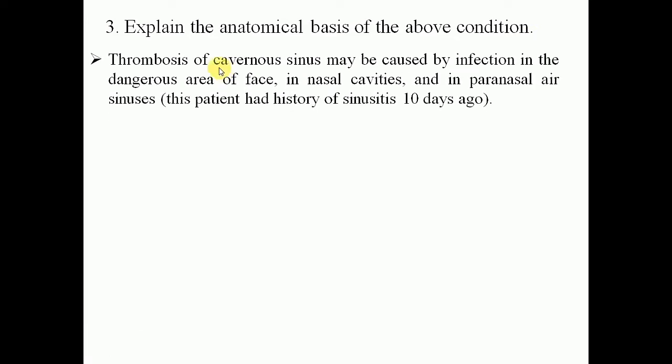3. Explain the anatomical basis of the above condition. So this is a case of cavernous sinus thrombosis. The thrombosis of cavernous sinus may be caused by infection in the dangerous area of the face, in the nasal cavities and in the paranasal air sinuses. As this patient had a history of sinusitis 10 days ago, but it was not treated properly, the infection from this area spread to the cavernous sinus, leading to its thrombosis.